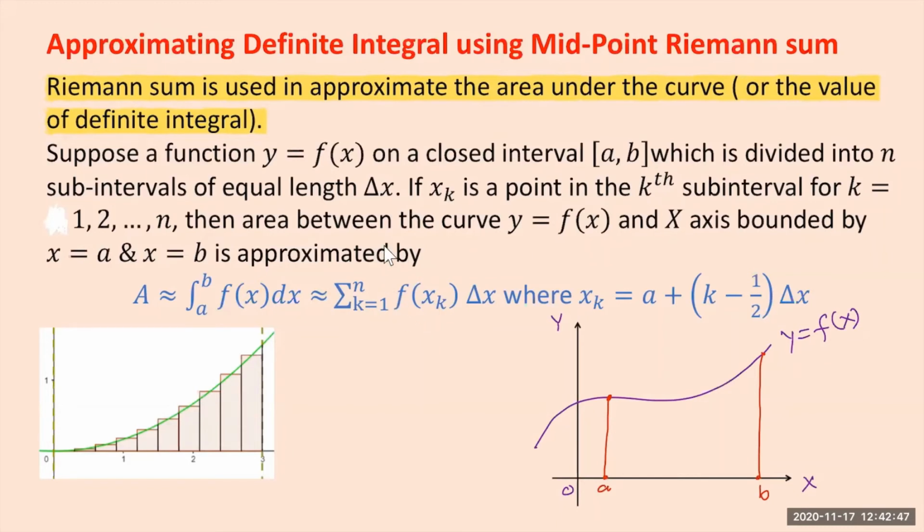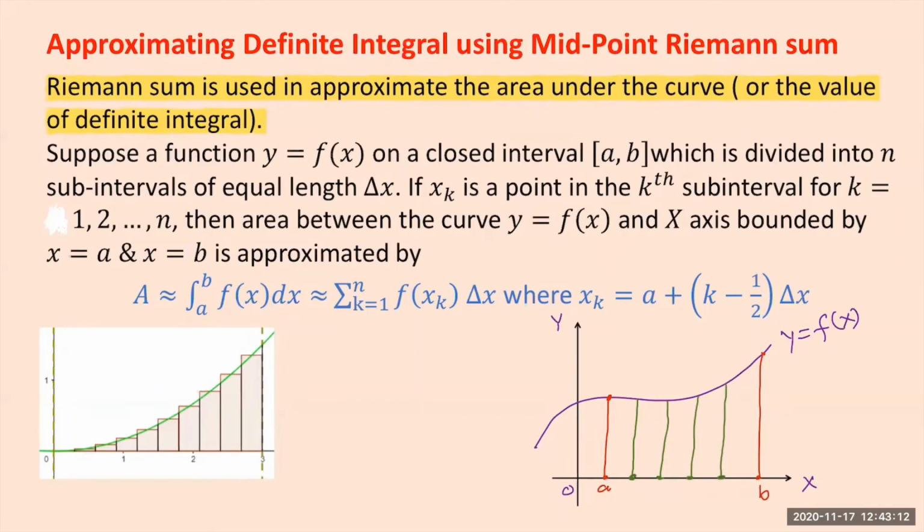And if you want to approximate the area, over here, this area, the way we do that using the midpoint Riemann sum is like this. First, we divide this into n subintervals. That's the first one. Second interval. Third interval. We go up to the nth interval.